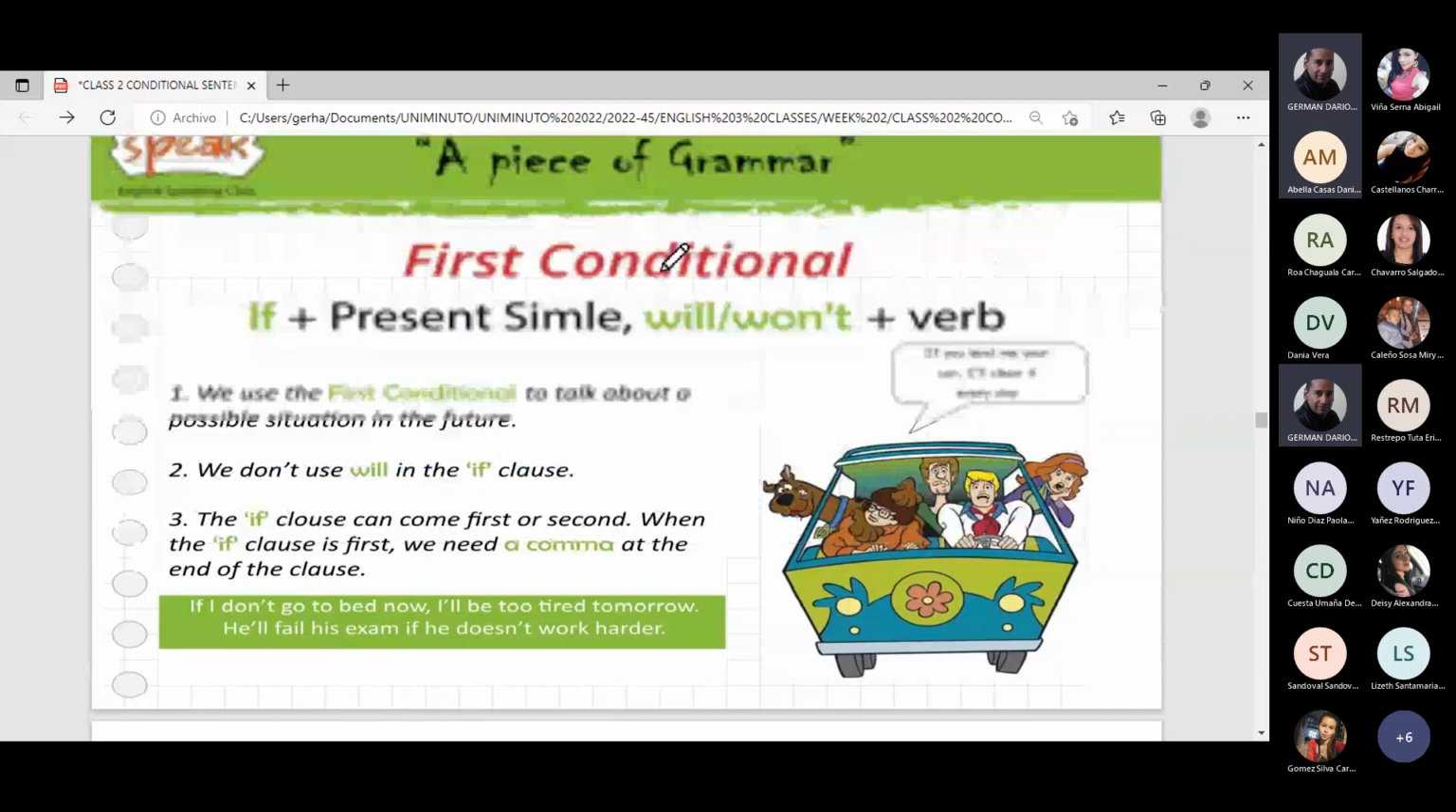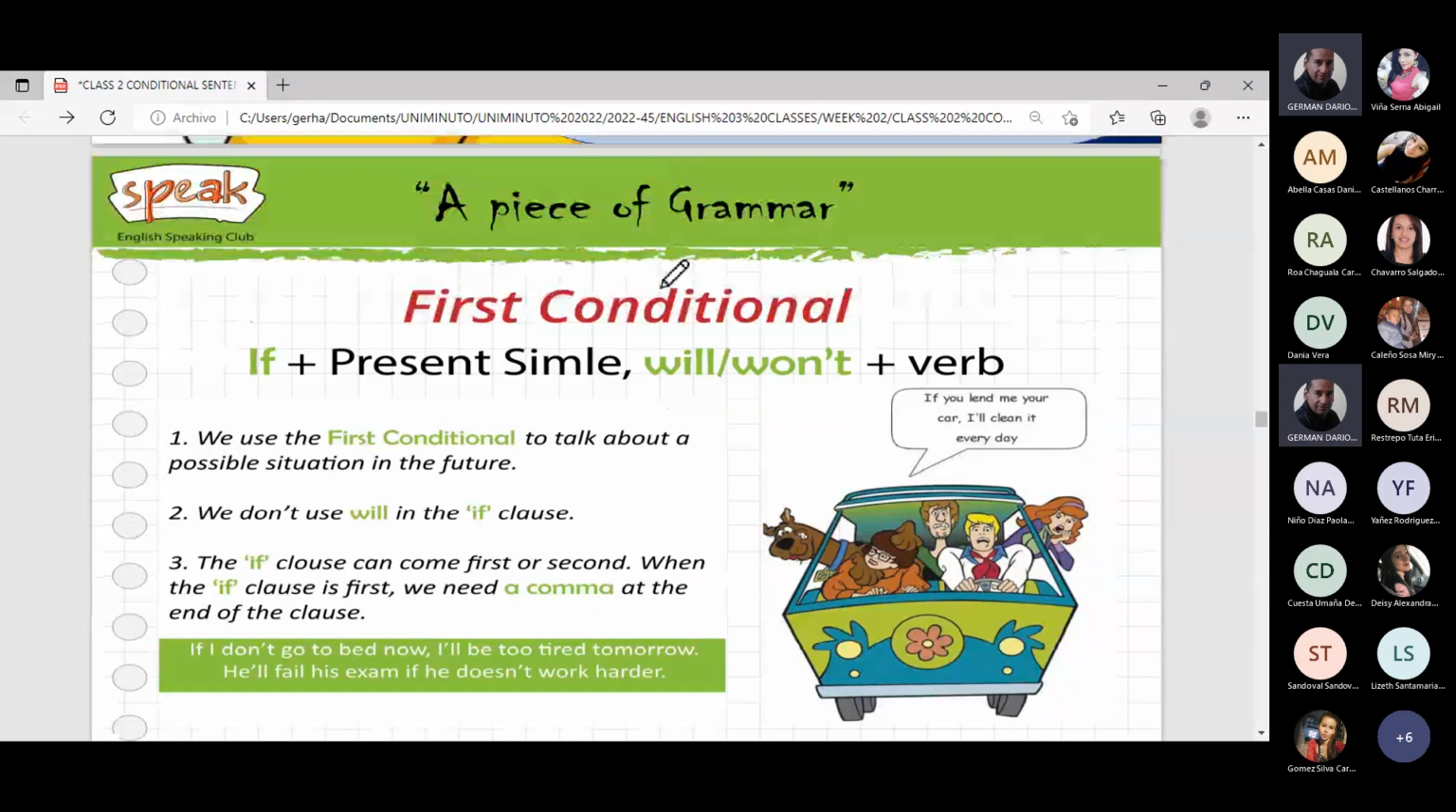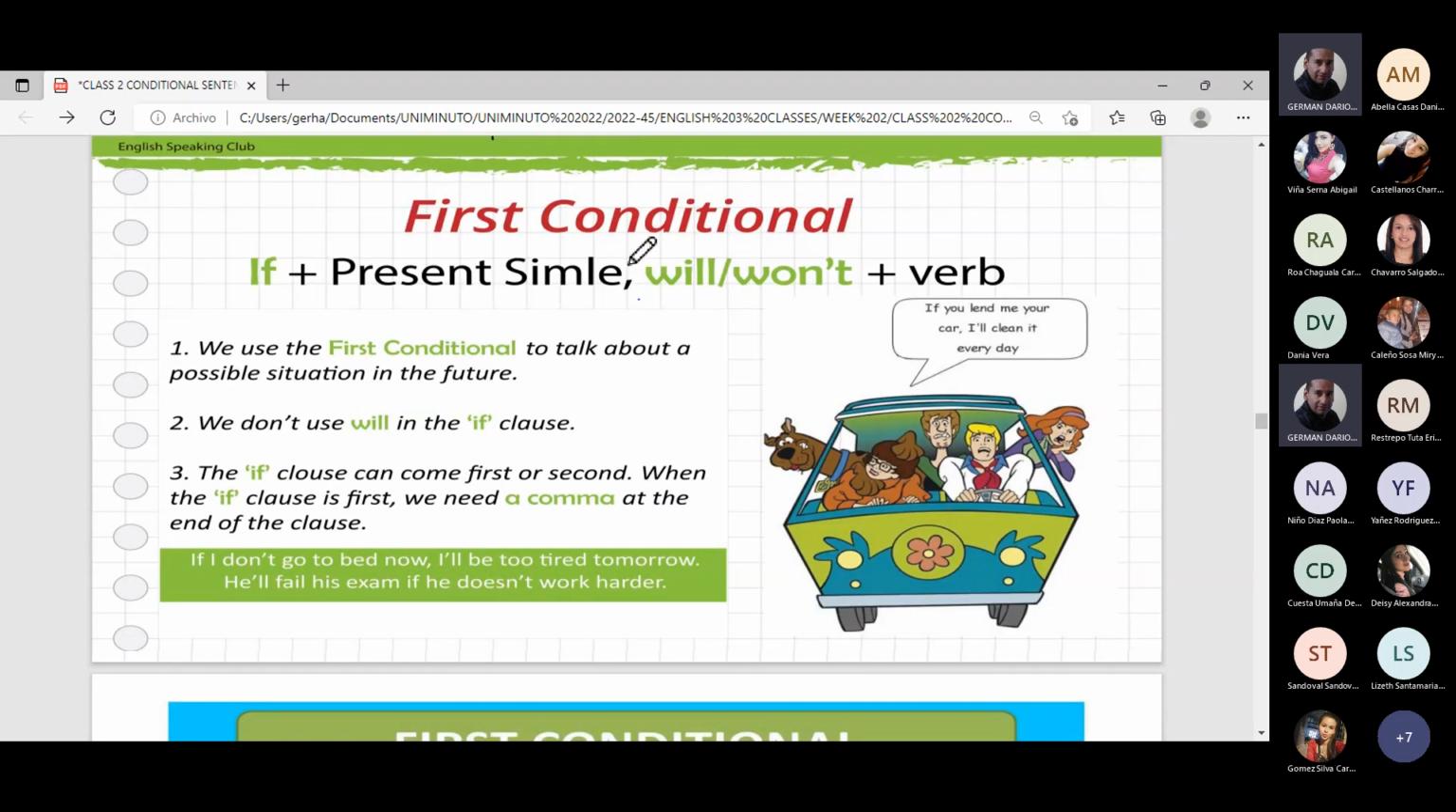Okay, remember. Can we use going to? No, no. In this case, we are going to use will. Only will or shall. Going to is not possible in the first conditional because it's a probability. So for that reason we use will. So remember that to create the future, I use will and the verb.